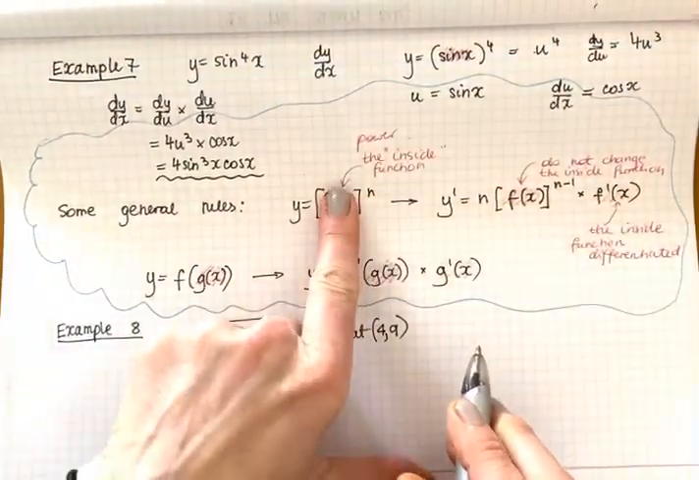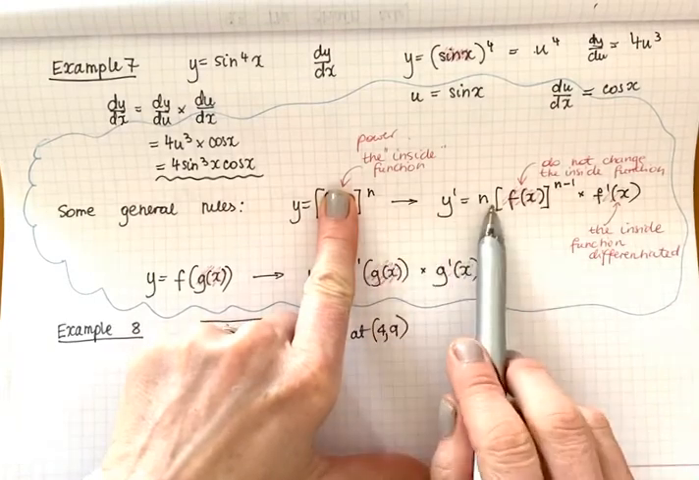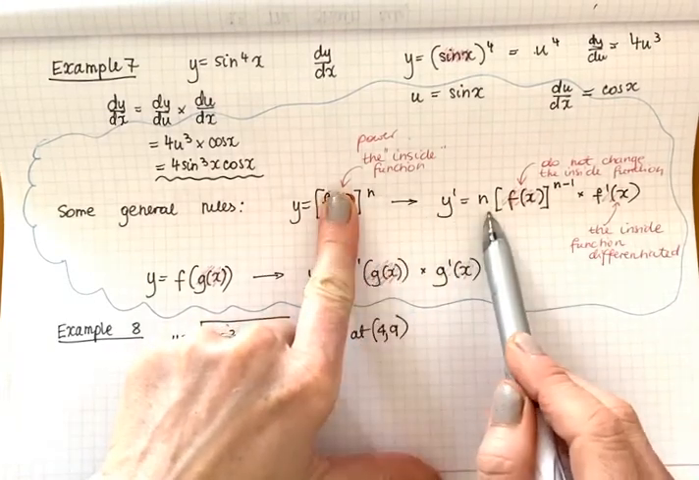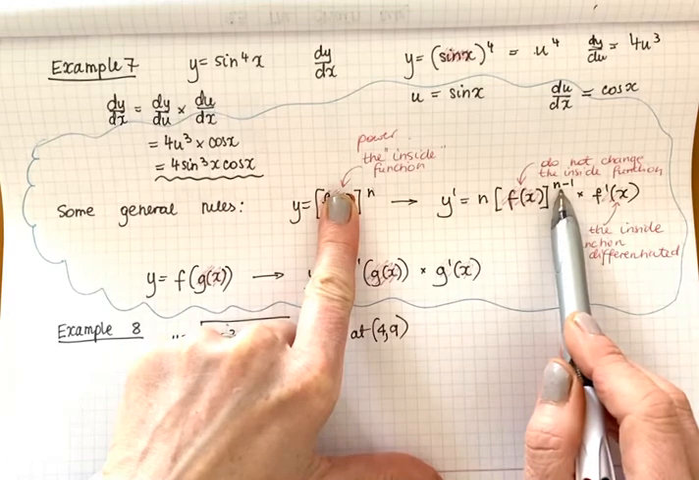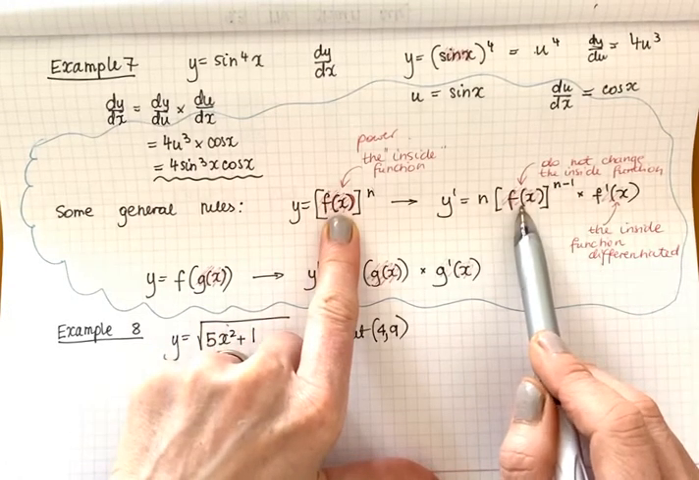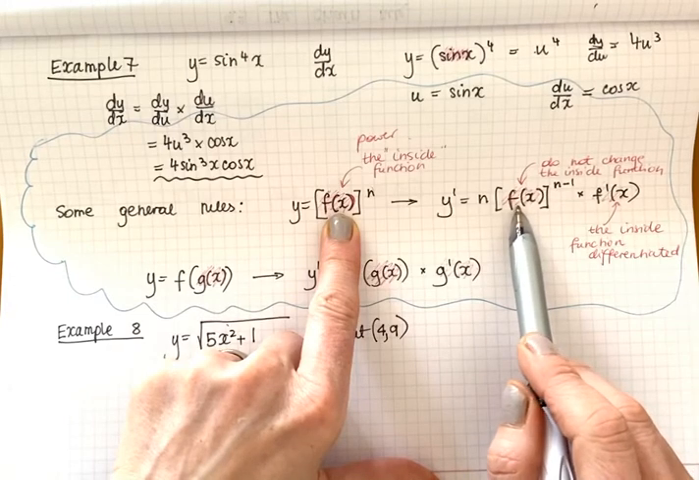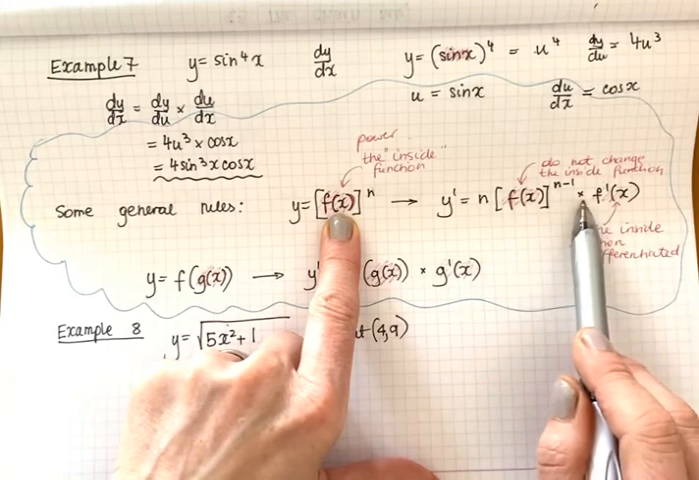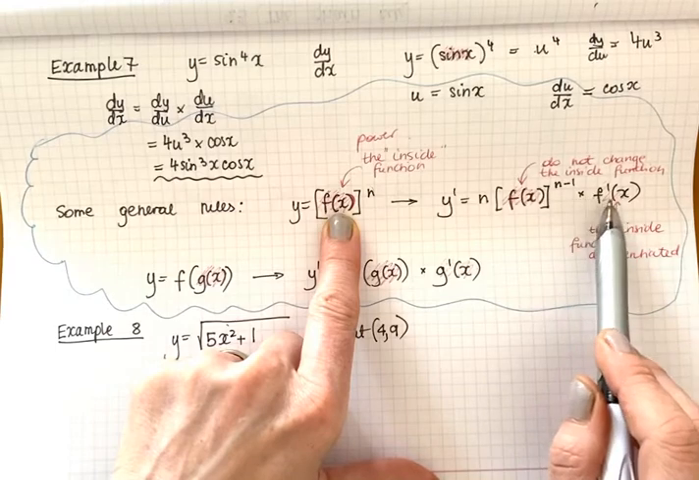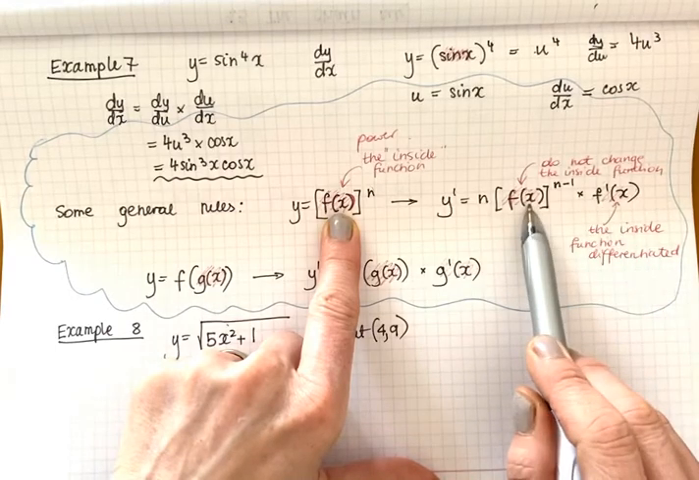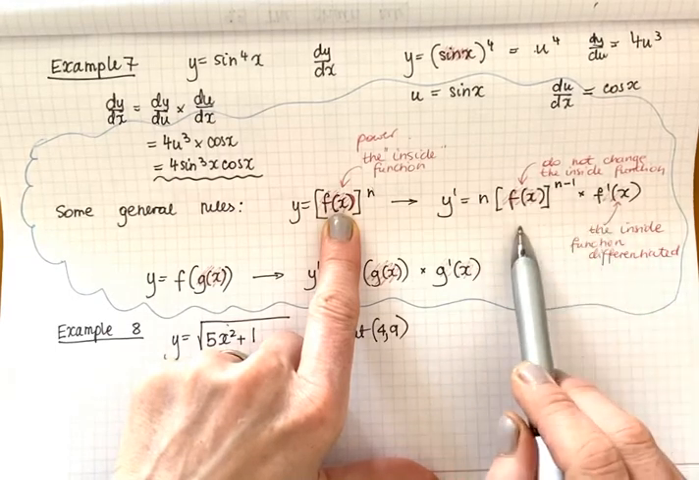So you've got something to the power of n. When you differentiate, the power comes down, and then you reduce the power by 1. But obviously you must not change that bracket. Whatever is inside the bracket needs to remain the same. And then you need to follow it by the derivative of that inside function. And these two need to be multiplied together.